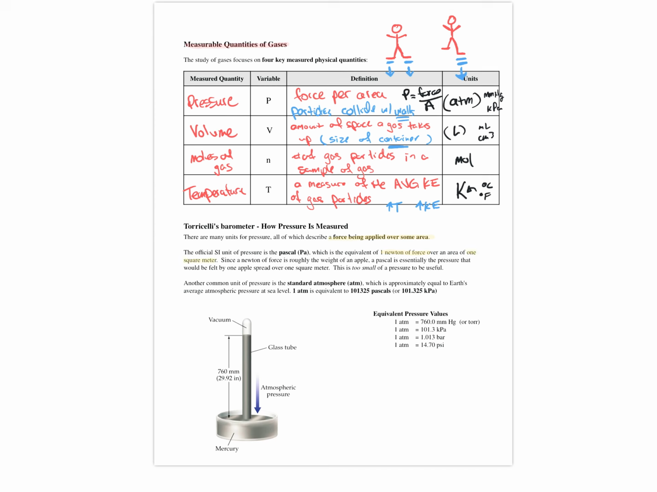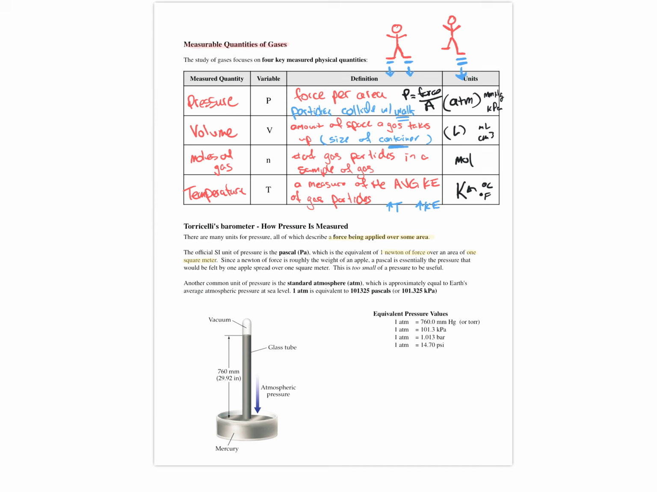But a Newton of force is a very, very small amount of force. It's essentially the weight of one apple. And if you were to take that apple and spread it over a meter by meter square area, that overall pressure applied by that one apple over that square meter is 1 Pascal. This is a very, very small pressure and too small for us to really care about.